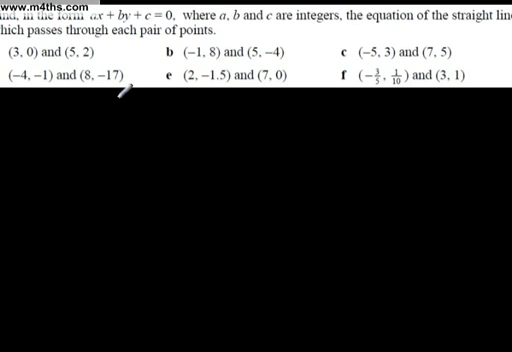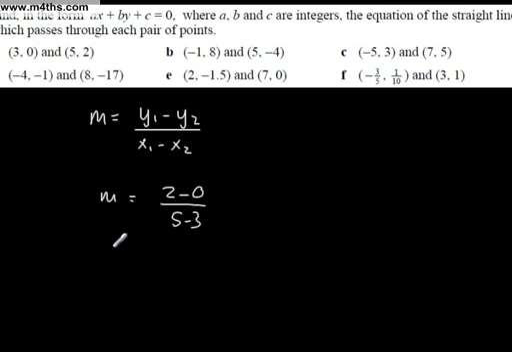Okay, find in the form ax plus by plus c equals 0, where a, b and c are integers, the equation of a straight line that passes through each point. So again, let's take the easy one. The change in y over the change in x, that is the gradient. So change in y, y1 minus y2 over x1 minus x2. So the gradient is going to equal now 2 minus 0 over 5 minus 3.